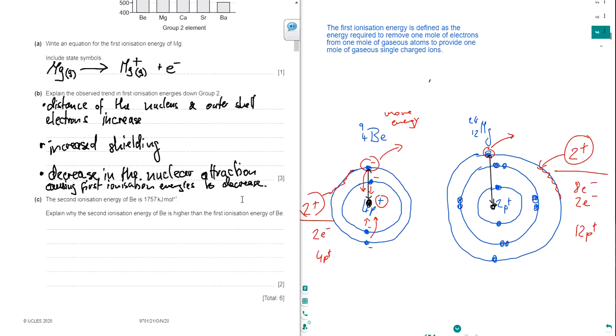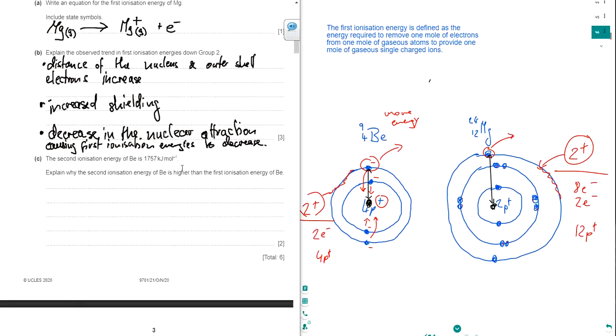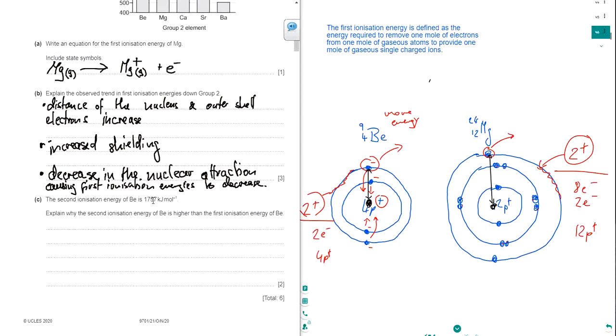Okay, let's go to the next question, C. The second ionization energy of beryllium is 1757 kilojoules per mole. Explain why the second ionization energy of beryllium is higher than the first ionization energy of beryllium. Okay, so that should not be too difficult.